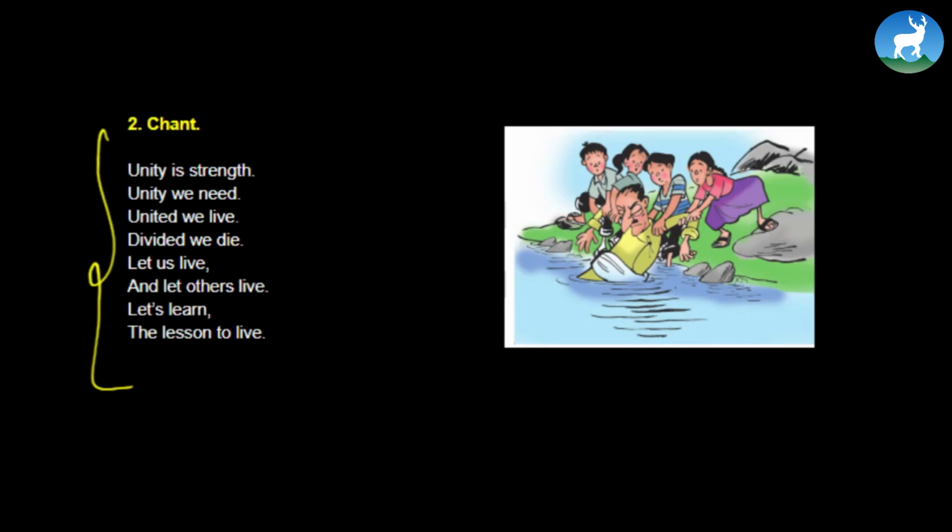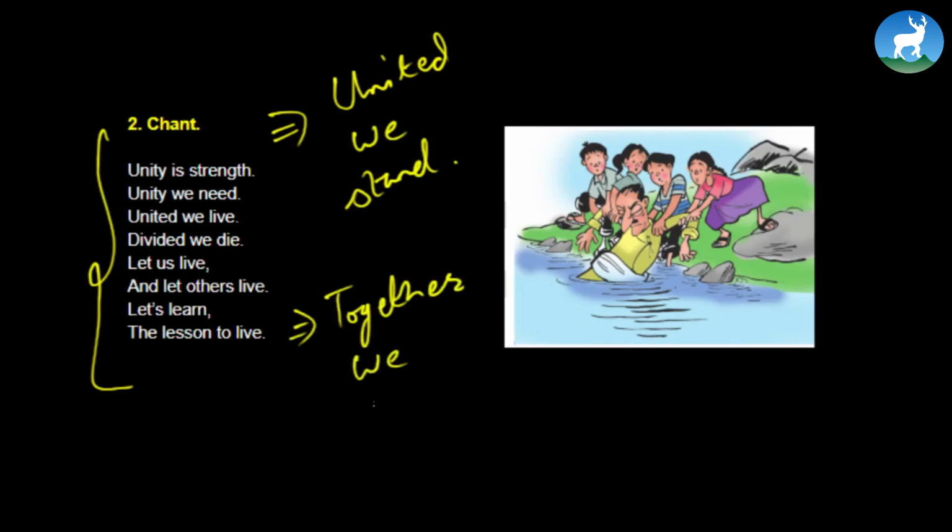United we live, divided we die. Let us live and let others live. Let's learn the lesson to live. So this is a very simple chant which gives a strong message that yes, united we stand. All right. Unity has a strength, or united together we are stronger, isn't it?